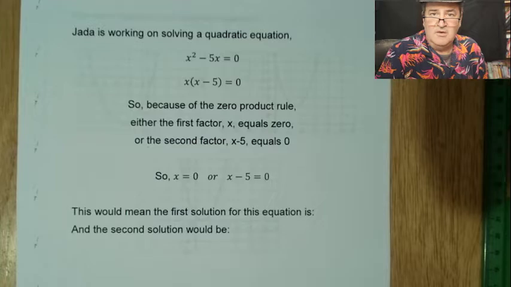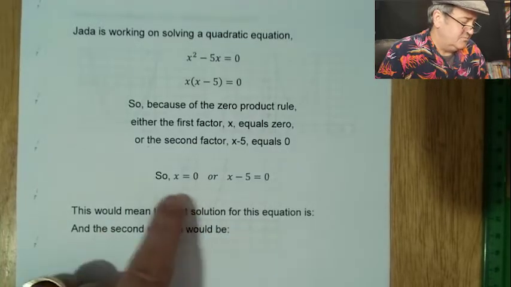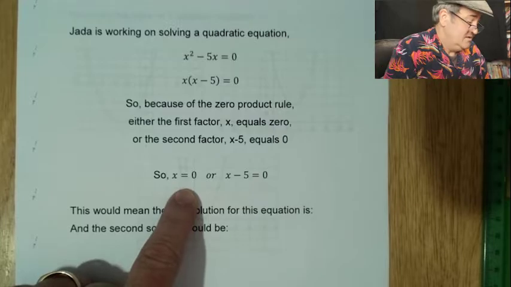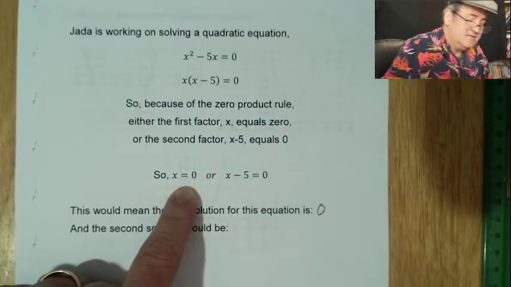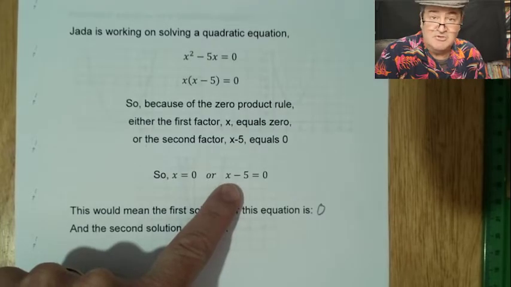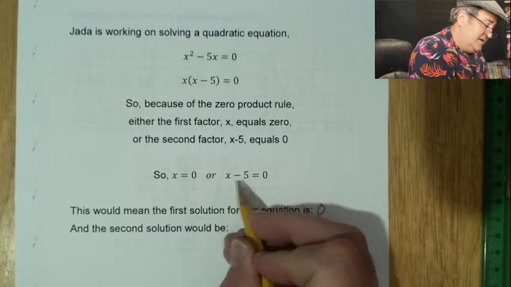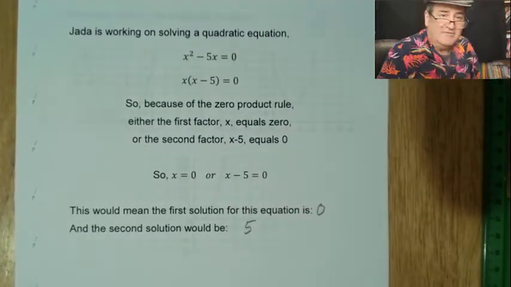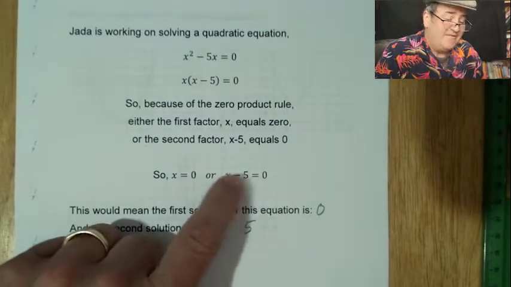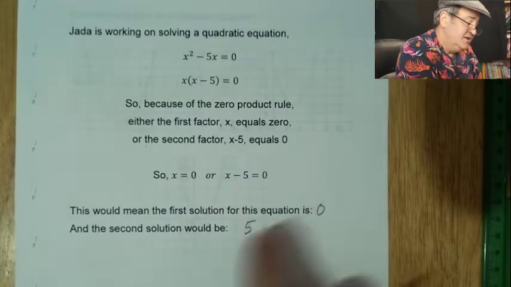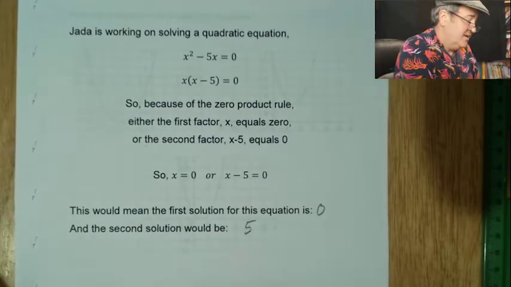So what would the first solution be for this equation? That was an easy one. It already says x equals 0. What would the second solution be? Well, there's only one number that we could subtract 5 from and get to 0. The second solution would be 5. So if x was 5, 5 minus 5 equals 0. That's it. Two solutions, 0 and 5 for that problem there.